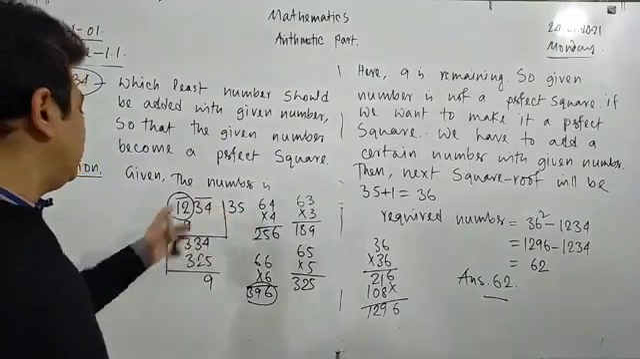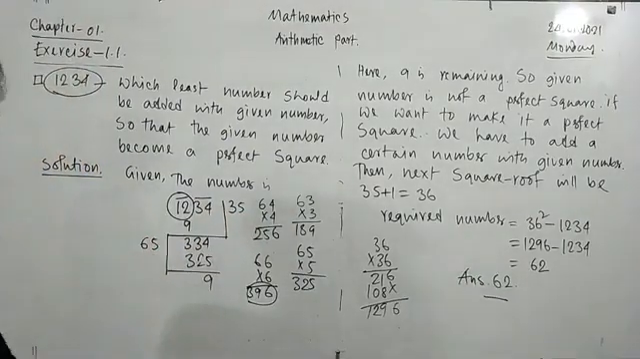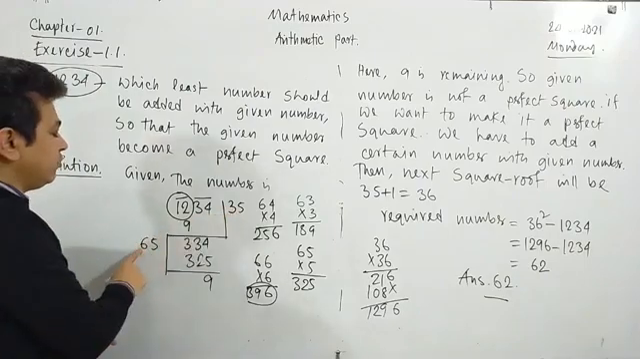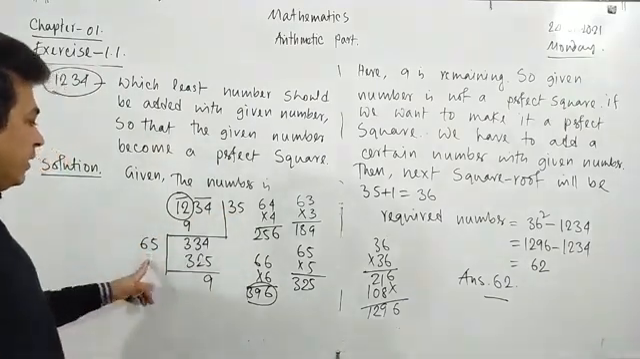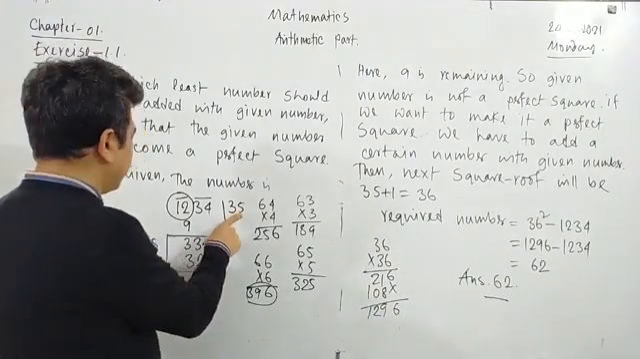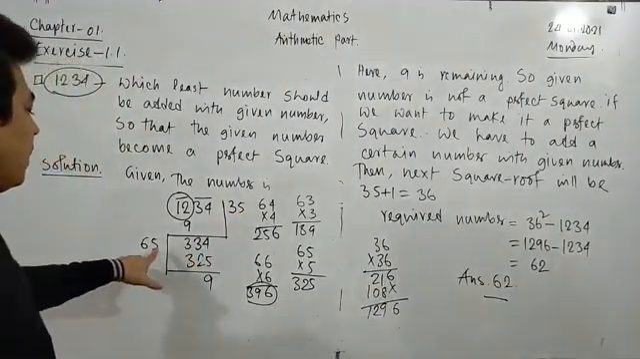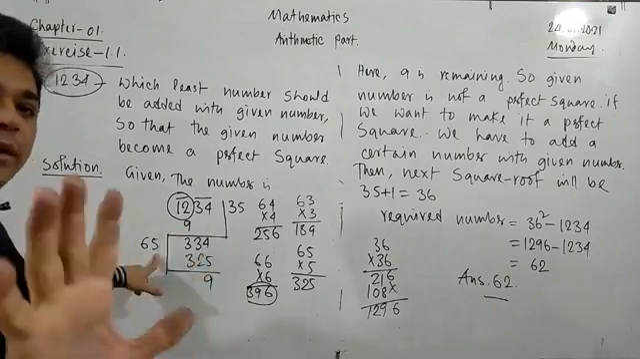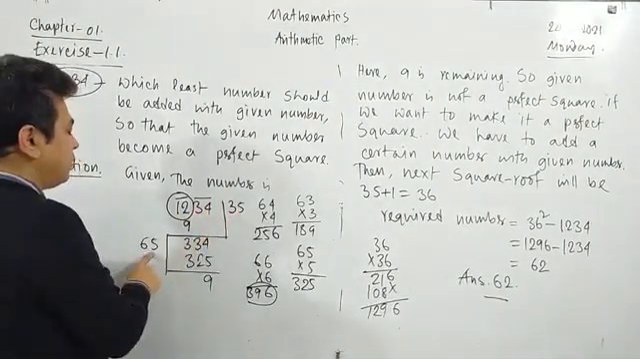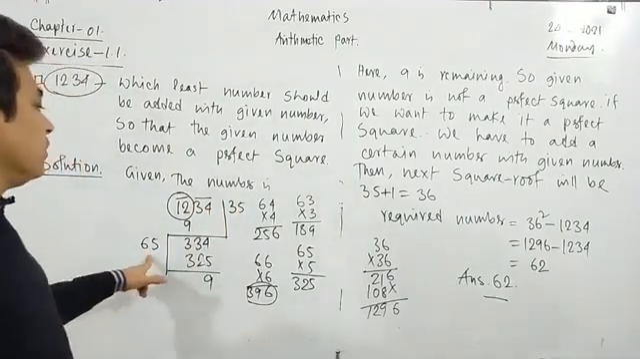For example, 9 into 2, 18 should be there. Yeah, I hope all of you understood. So I put here 3, and 3 into 2, 6 here. And next, whichever number I put here, the same number I have to write here also. The same number, not changed. If I write here 3, I have to write the same number 3 here also.